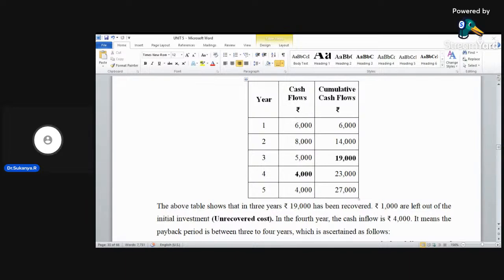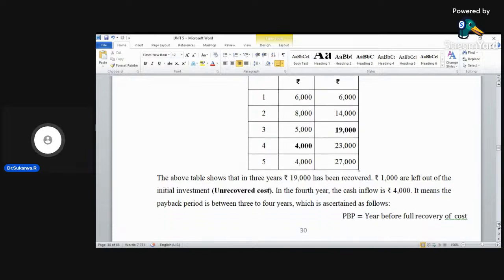Okay, and the next year it will be 6,000 plus 8,000, which comes to 14,000. The next year it will be 14,000 plus 5,000, which comes to 19,000. Again, in the fourth year, it will be 19,000 plus 4,000, which comes to 23,000. And lastly, it is 23,000 plus 4,000, which comes to 27,000. Now, dear students, let me tell you how exactly you are going to calculate the payback period.